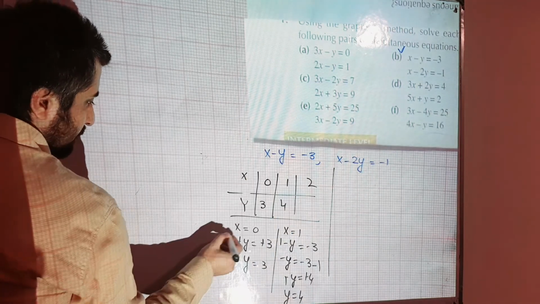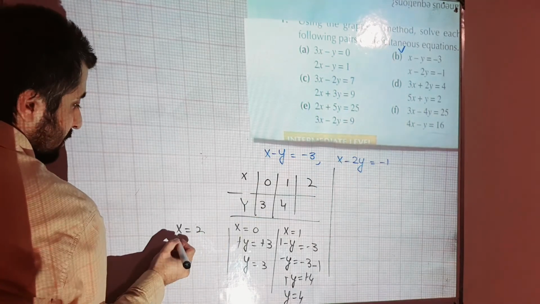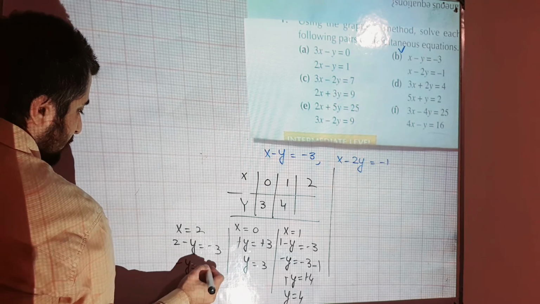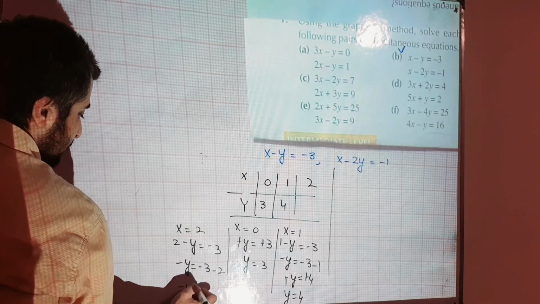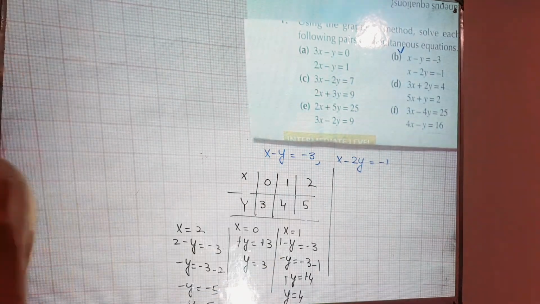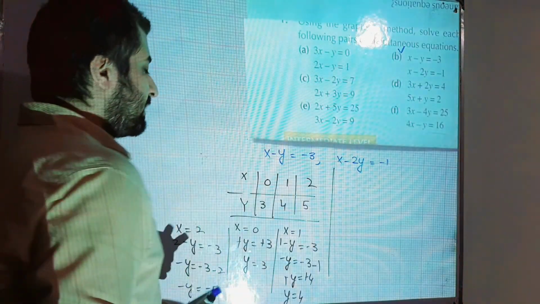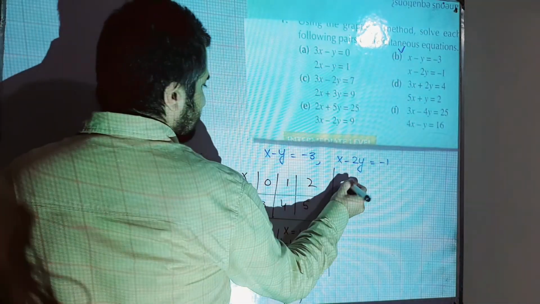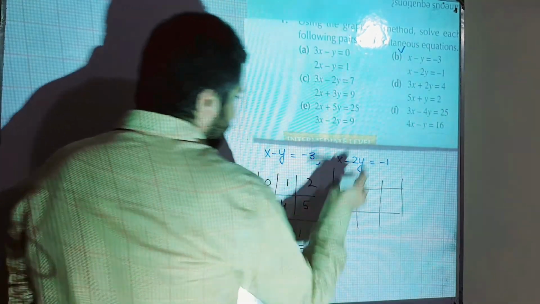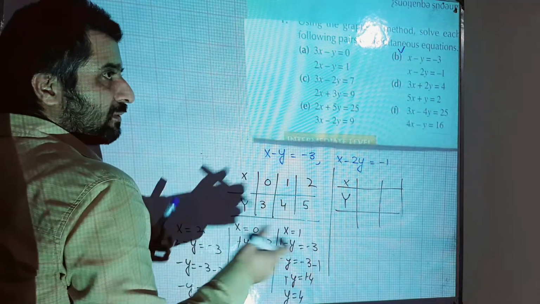Now when x is 2, what will be y? It will be 2 minus y equal to minus 3. So minus y will be equal to minus 3 minus 2. Minus y will be equal to minus 5. So y will be 5. Now go to the second equation and have a set of points. Assume some values of x and find corresponding values of y for this one as well, in order to plot their graph.